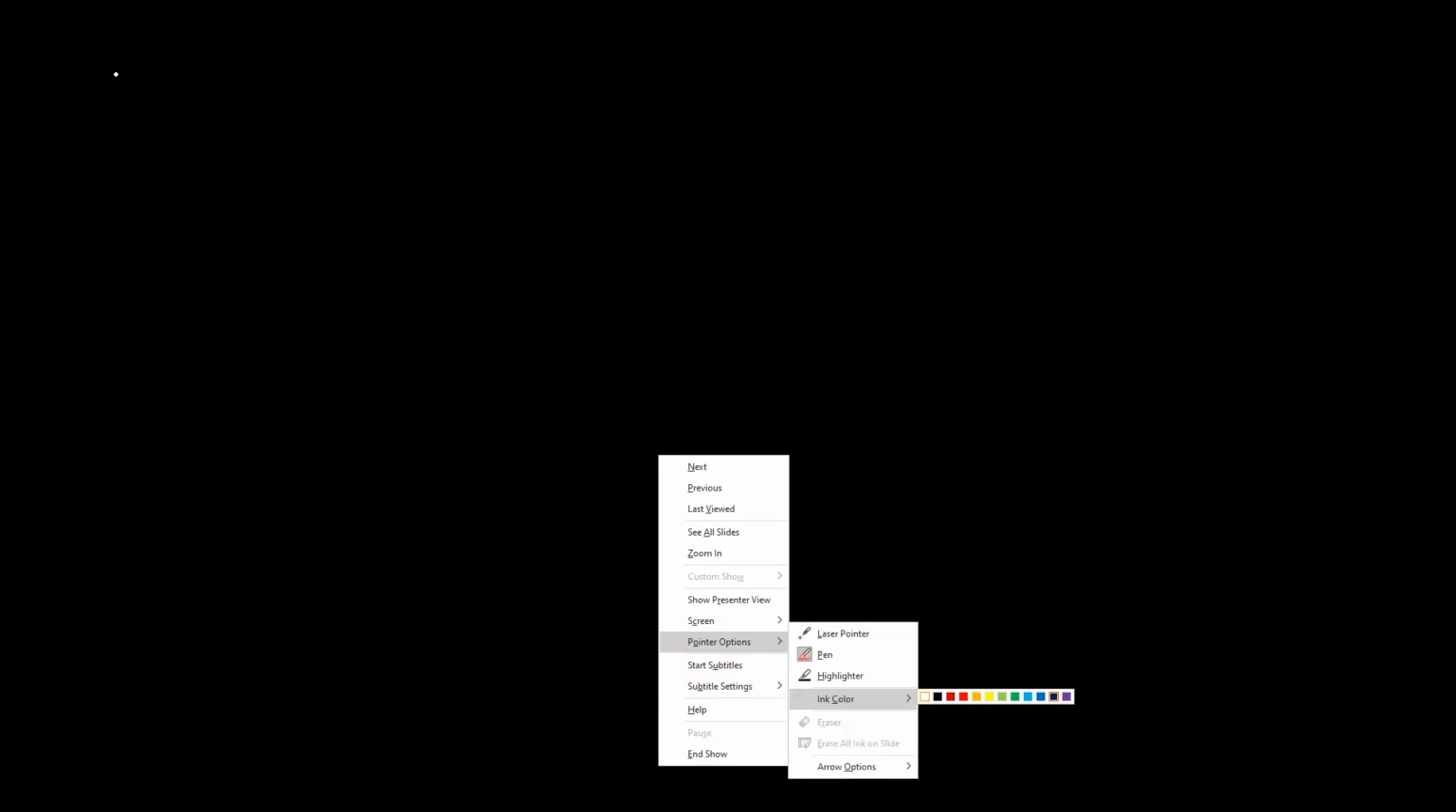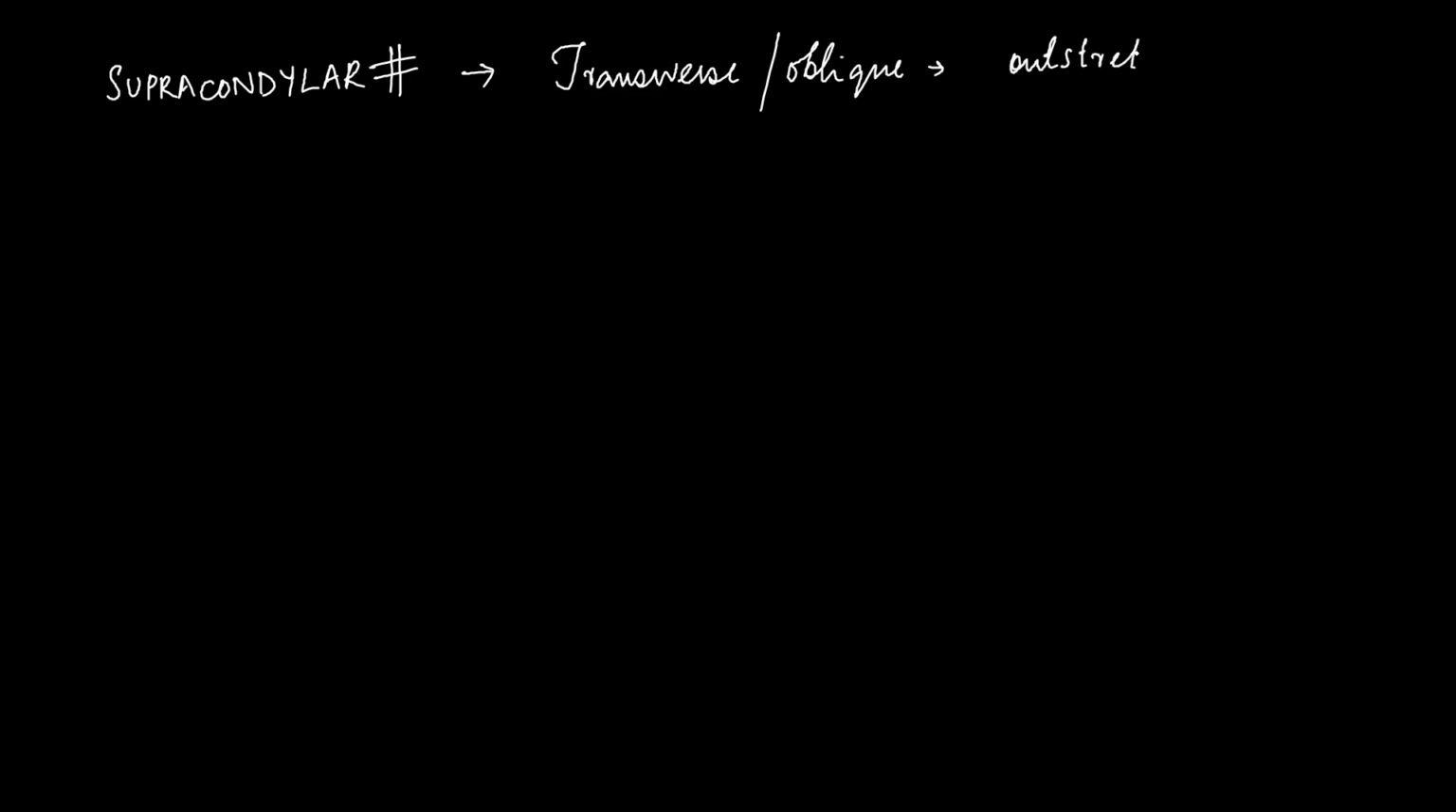So, we're talking here about supracondylar fracture. Okay. Now, here it is a transverse fracture actually. Transverse fracture, or even it can be an oblique fracture. Now, if at all a person falls on an outstretched hand, there can be a supracondylar fracture. And it is more common in children. Remember, it is more common in children.